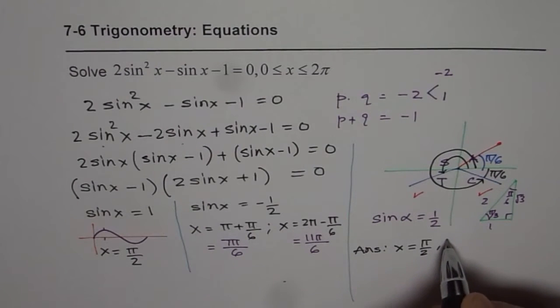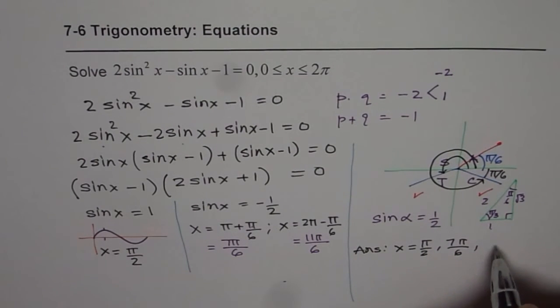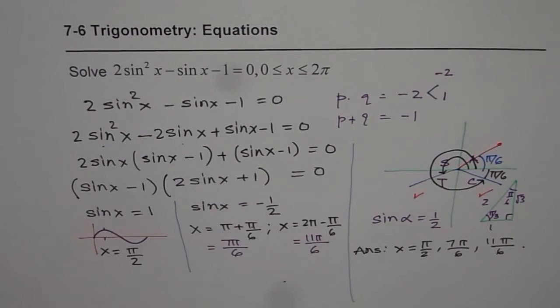It could be 7 pi by 6 or 11 pi by 6. So when you are given a particular domain, you should list all the answers.